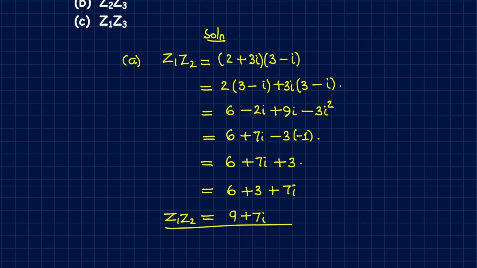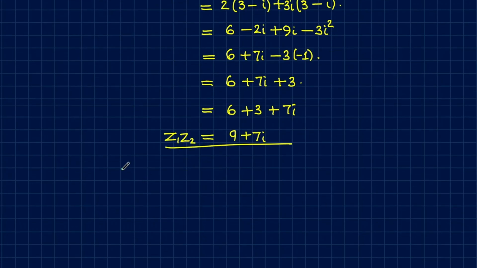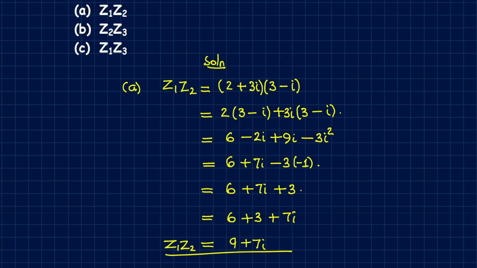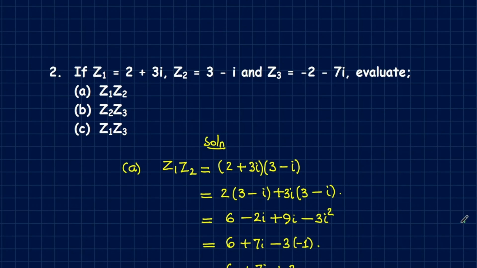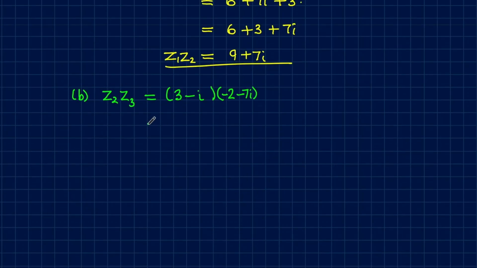Now let's look at the second option, where we just simply multiply directly. So in part B, we have Z2 times Z3. Now I can switch colors, and let's have our part B here as Z2 times Z3. This is equivalent to our Z2 would be filled in here and Z3 here. So let's take a look at them once more. Z2 is 3 minus i, and Z3 is negative 2 minus 7i. So we can go on, and this time we're multiplying directly.